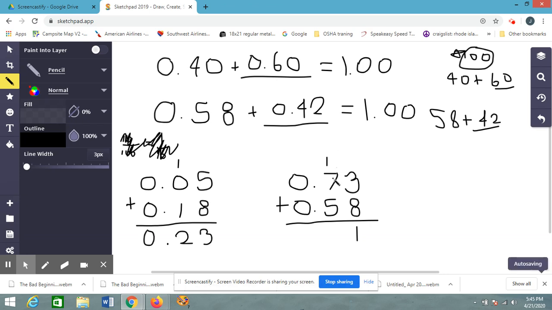So now we got to add these tenths. So 1/10 plus 7 tenths is 8 tenths. 8 tenths plus 5 tenths is 13 tenths. So we write that 3. We got 3 tenths there. But we had 13 tenths. Those other 10 tenths become a 1. Bring the decimal down. And now let's add the ones place. 1 plus 0 plus 0 is 1. So 73 hundredths plus 58 hundredths equals 1 and 31 hundredths.